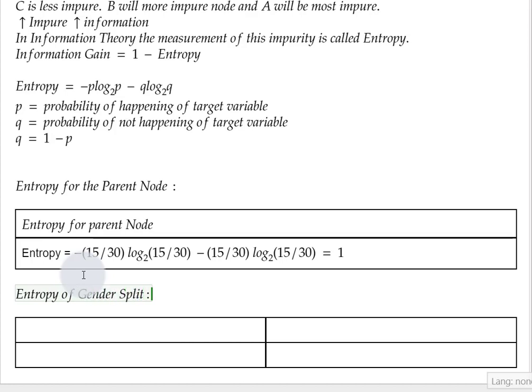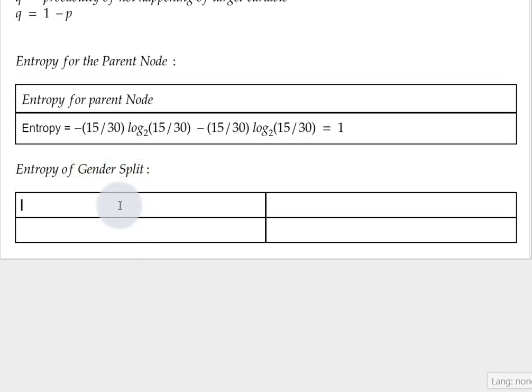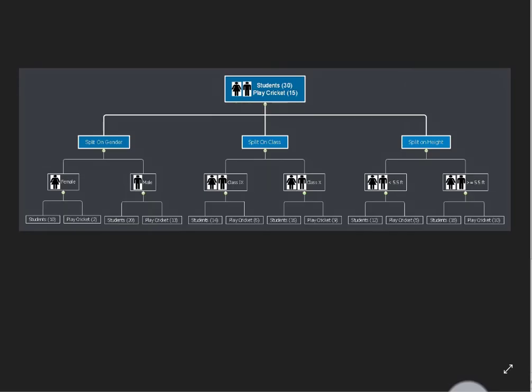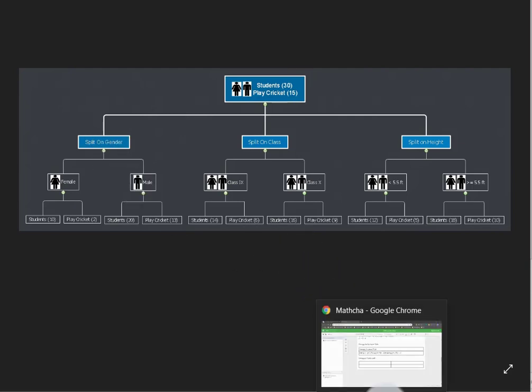If we go up a bit, there are two things we have to do here. First, we have to calculate the entropy of the female node, because if we split by gender, two nodes will come up, one the female node and the other the male node. We have to calculate the entropy of the female node and the male node separately. Then we calculate the weighted average of these two to get the entropy value of the gender split. This is how it works. So we will do that one first.